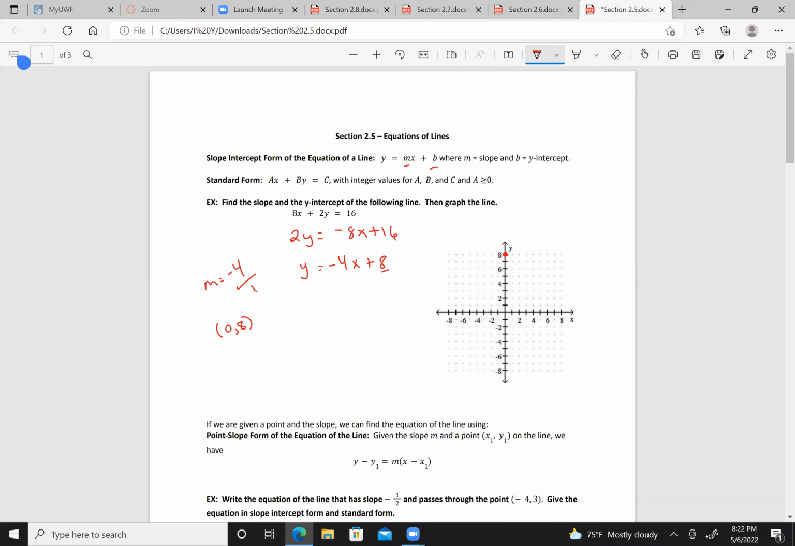So my rise is negative 4. So that means I can go down 4 and then I go over 1. I can go down 4 and over 1. Now I've got 3 points, that makes for a pretty easy way to sketch my line. And there is the line.